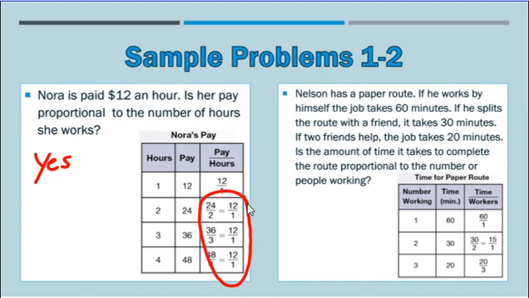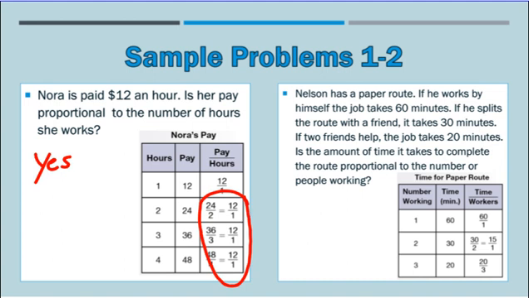Nelson has a paper route. If he works by himself, the job takes 60 minutes. If he splits the route with a friend, it takes 30 minutes. If 2 friends help, the job takes 20 minutes. Is the amount of time it takes to complete the route proportional to the number of people working?